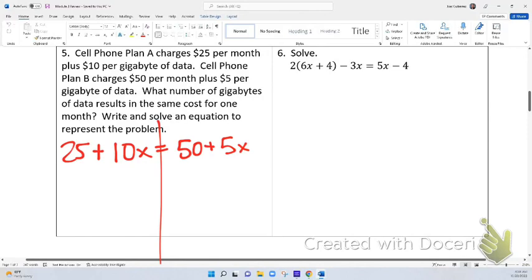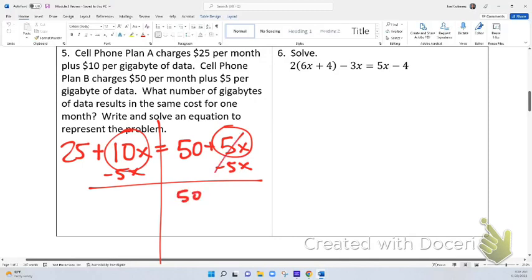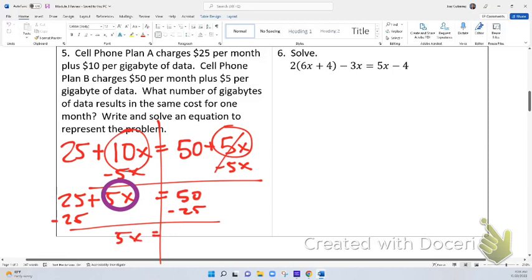So when we do this, obviously we're going to put the line going down. This is 10x, this is 5x, subtract the smaller number, subtract 5x from both sides. You get 50 over on this side, you get 25. And then the whole point is to solve for the x. So subtract 25, subtract 25. You get 5x equals 25, divide by 5, divide by 5, you end up with x equals 5.